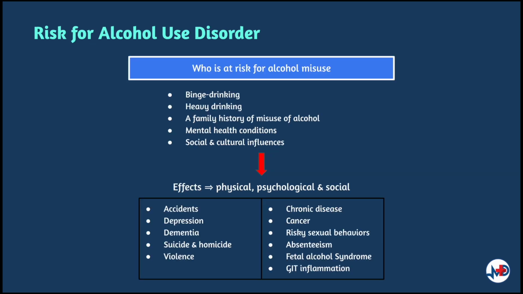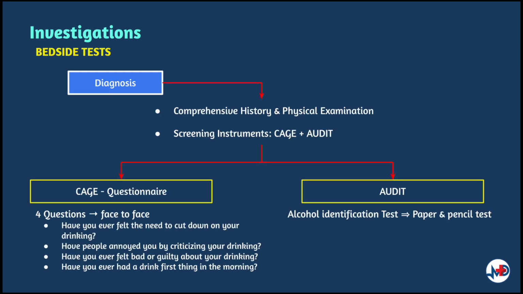So who is at risk of alcohol misuse? How much, how quickly, and how often a person uses alcohol will affect their risk of developing alcohol use disorder. Here are the list of some risk factors you may want to consider. Binge drinking, heavy drinking, starting to drink at a young age, a family history of misuse of alcohol, mental health conditions, and social and cultural influences. Alcohol consumption becomes a problem when it takes precedence over all other activities, and dependence can take several years to develop. So how is alcoholism diagnosed?